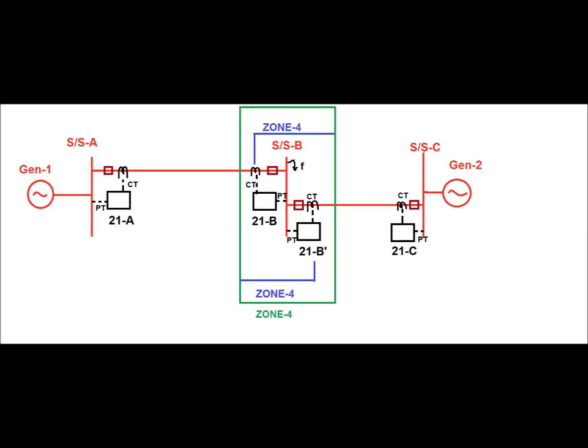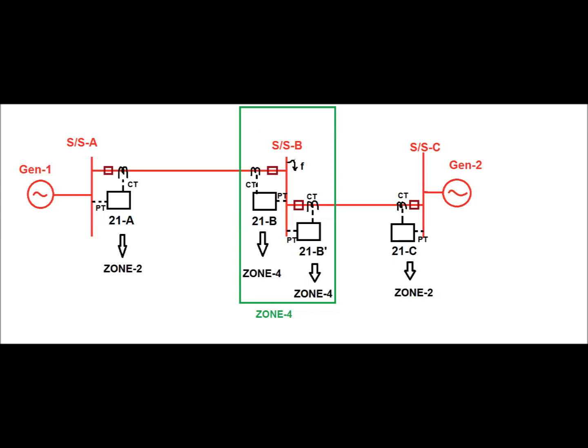Now what is the zone 4 setting for a distance relay? Zone 4 is a reverse setting for a distance relay. It is mainly used as a backup of busbar protection. If busbar protection fails to clear, then the distance relay clears the fault in the reverse direction at zone 4 time. Zone 4 time is normally set as 500 to 600 millisecond.